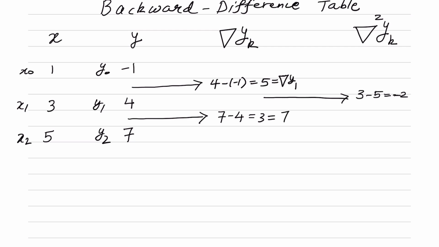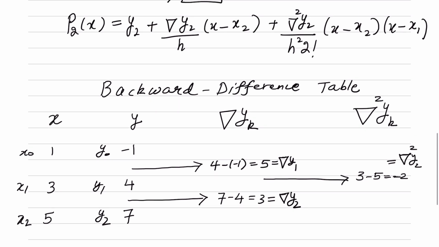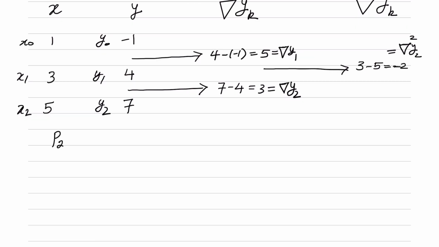Backward y2 is 3, and in the backward square yk column the value is minus 2, which has the notation backward square because the column name is backward square yk, and it is actually y2. So now that we have constructed a backward differences table, we are going to pick these values from this table and construct the polynomial P2 of x. So here we have P2 of x, which is also called f of x, which is also called y.